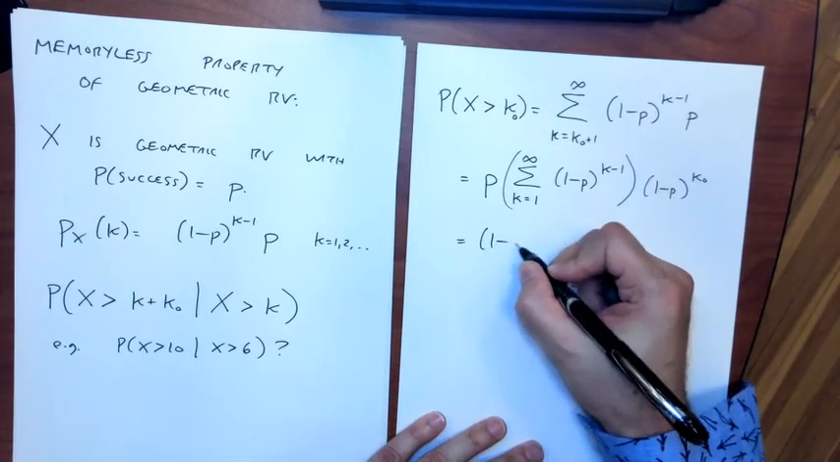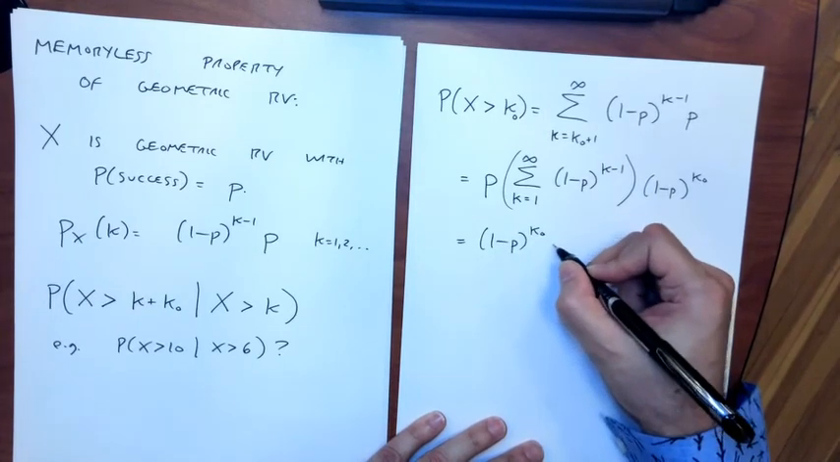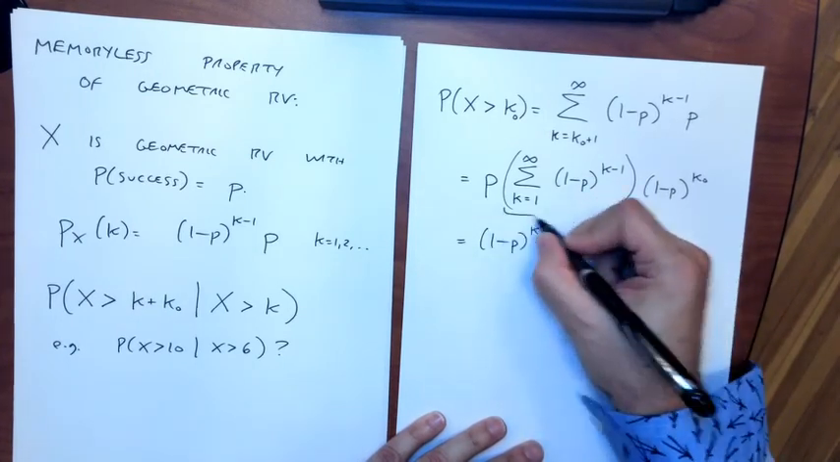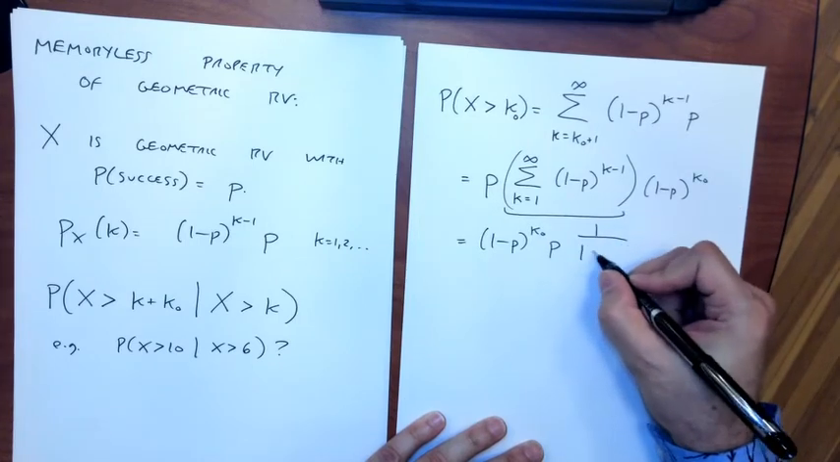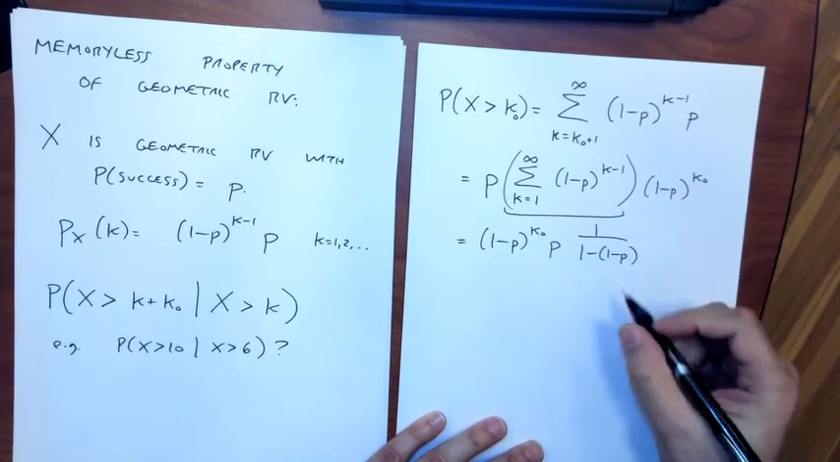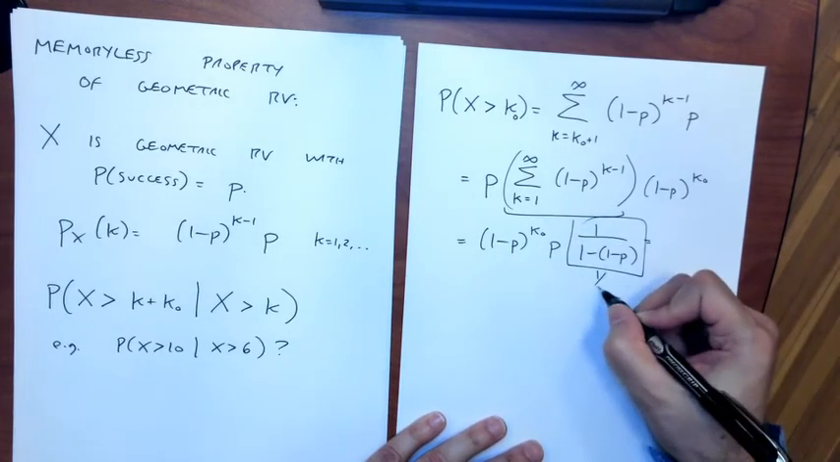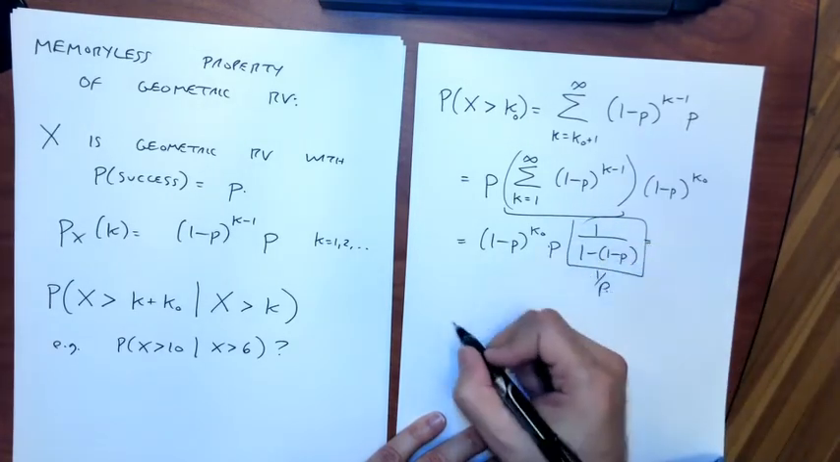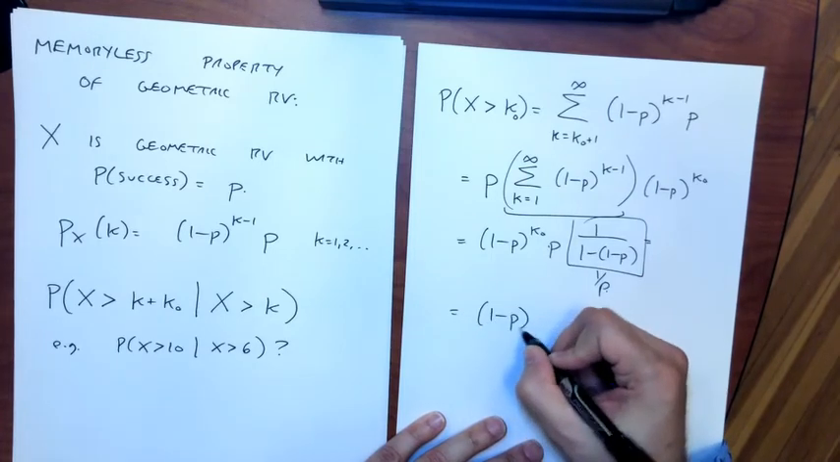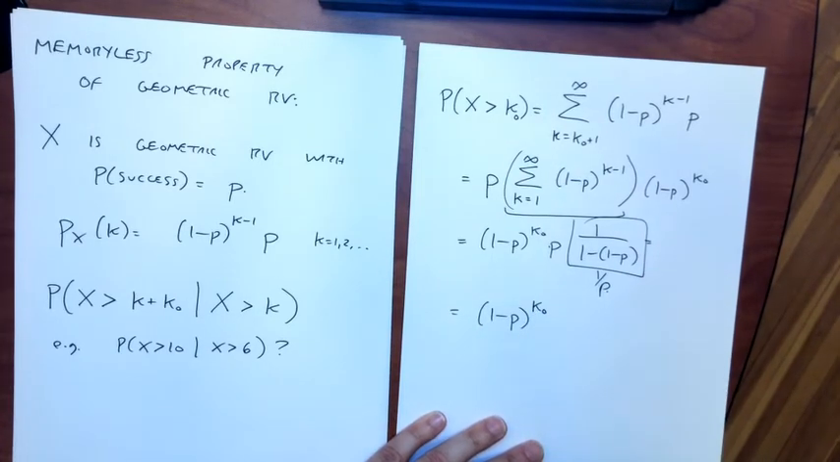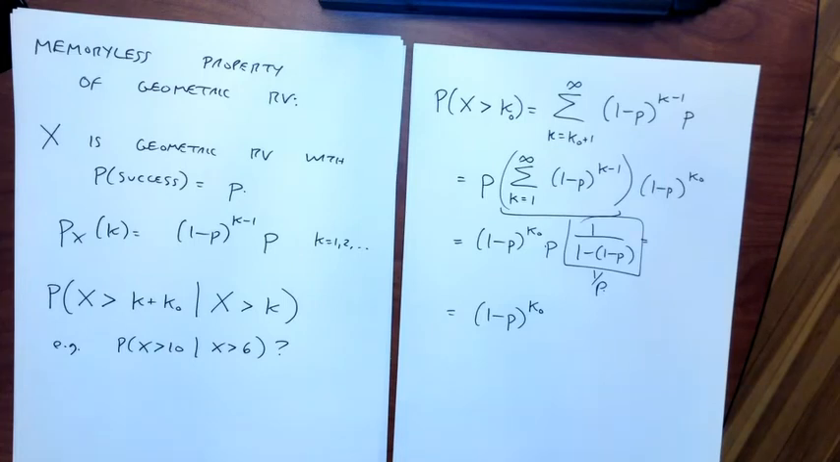So I've got this thing times p. This infinite sum I know is 1 over 1 minus p. This is the same as 1 over p. So this p and this 1 over p cancel out, and we get this. I feel like we already did this on one of the homeworks, right? So how much probability is there in the tail of the geometric distribution? It's this number, okay?